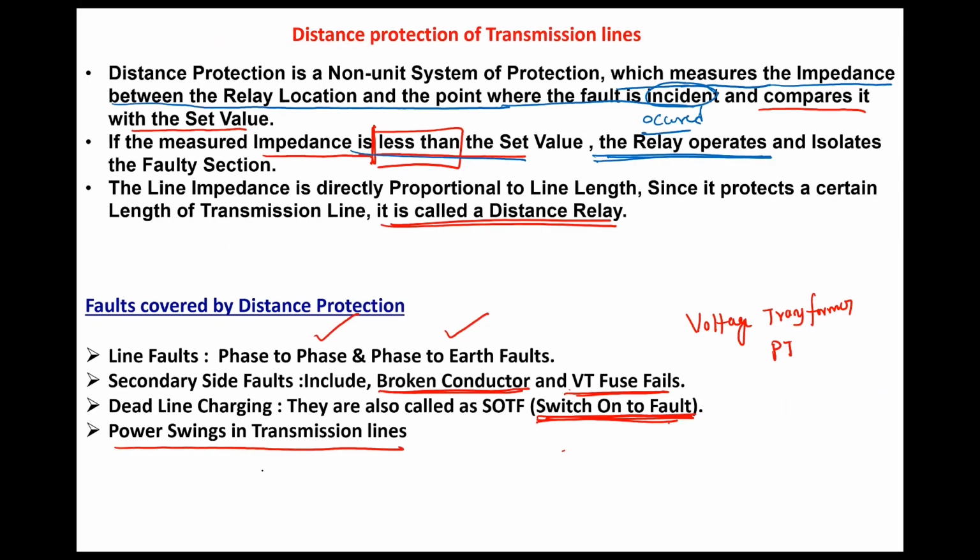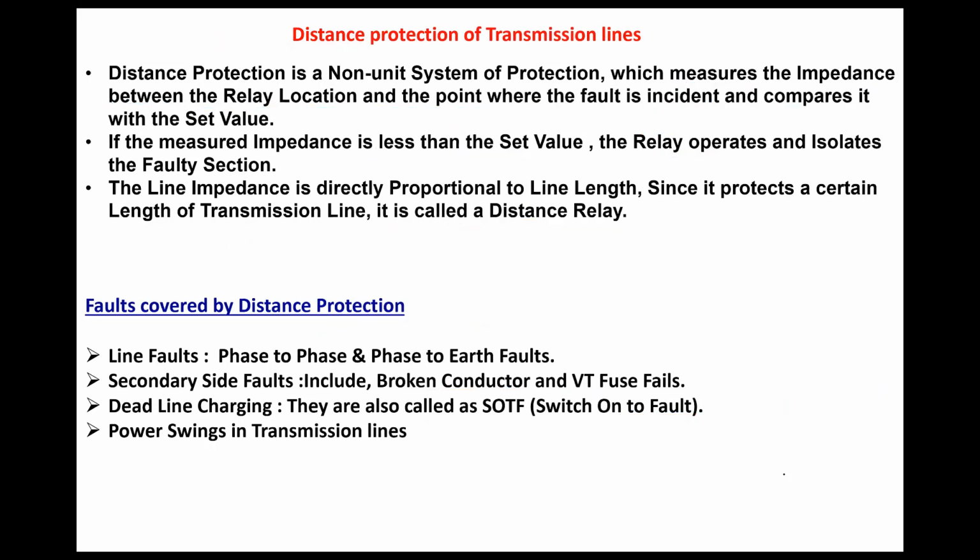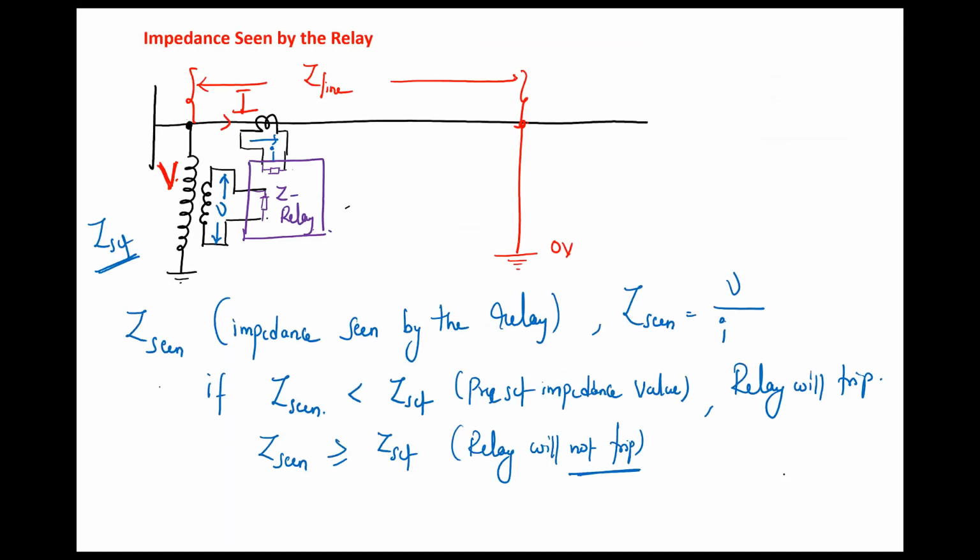Okay. That is the impedance seen by the relay. That is given by the PT secondary voltage at that point and the CT secondary current at the relay location. Now, there are three types of distance relays. One is the impedance relay or Z relay. The other one is the reactance relay. The third one is the Mho relay.